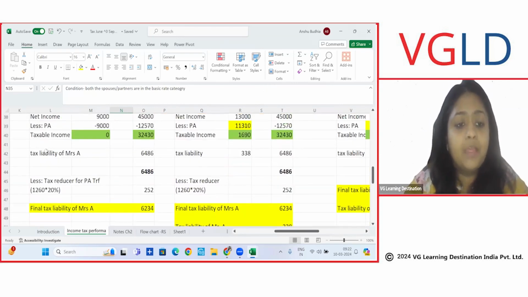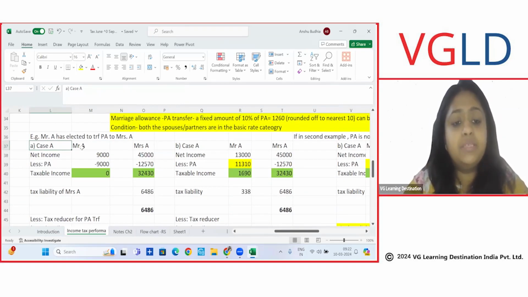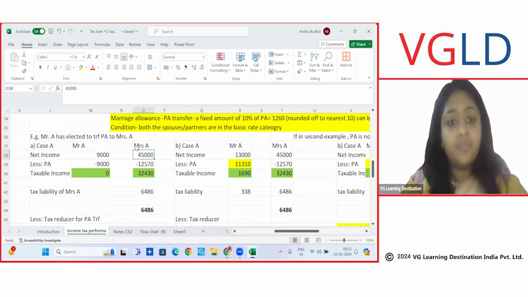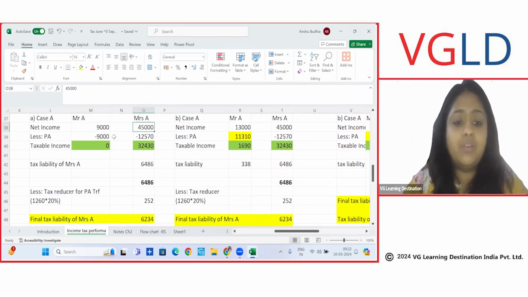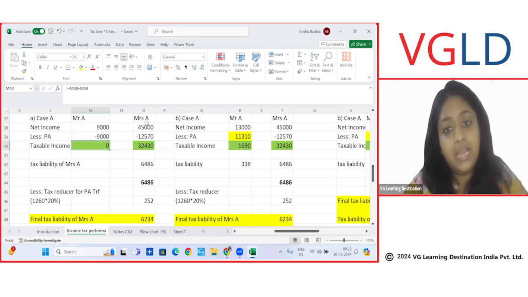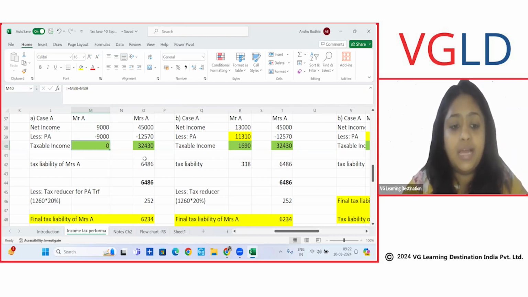Let's take one question. For example, I've taken a case where Mr. A has a net income of 9,000. Mrs. A has a net income of 45,000. It's a normal tax calculation I'm showing you to show you the benefit. So when we calculate the tax normally, 9,000 will get reduced from the PA of 12,570. When you calculate the tax liability for Mr. A, there is zero tax liability, as we have done in the calculations earlier. And for Mrs. A, the tax liability is 6,486.